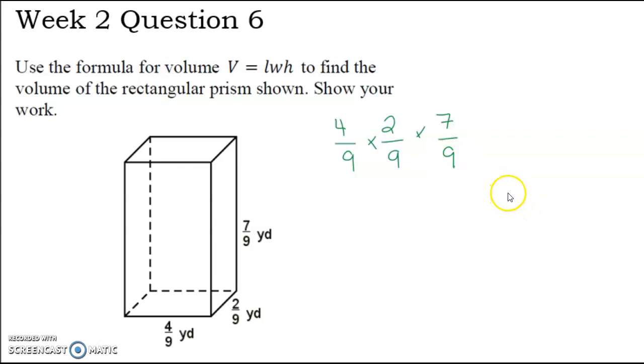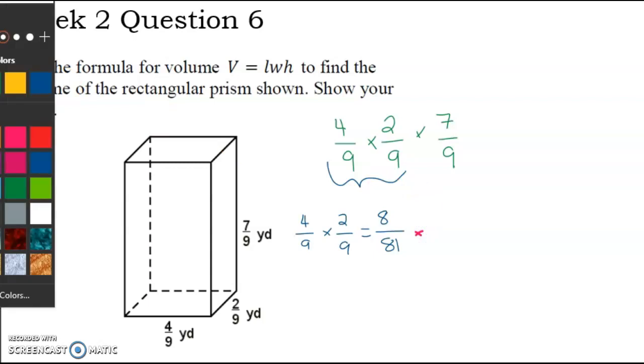I know some of you are looking at fractions and you're freaking out. Do not. Just do one little chunk at a time. Let's just do 4/9 times 2/9. 4 times 2 is 8. 9 times 9 is 81. That is as simple as it can get. There's no number that goes into both of those. So now I just need to multiply it by the 7/9.